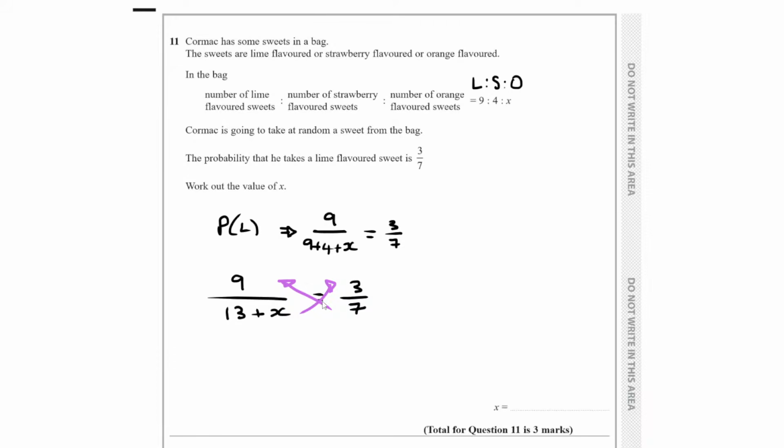So 9 times 7, we should get 63. And then on the other side, you're kind of expanding a single set of brackets. So that'd be 3 times 13, which is 39, and 3 times x, which is obviously 3x. So do you see where I'm going with this? Now it's just basically a very straightforward equation. I'm going to move 39 by taking it away. You should get 24 is equal to 3x, and then divide by 3. x equals 8. That's what I would have done for that, is just creating an equation and solving it.